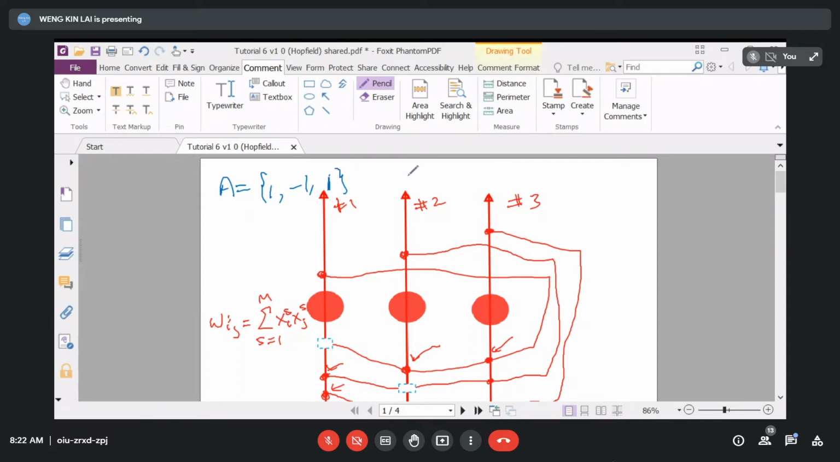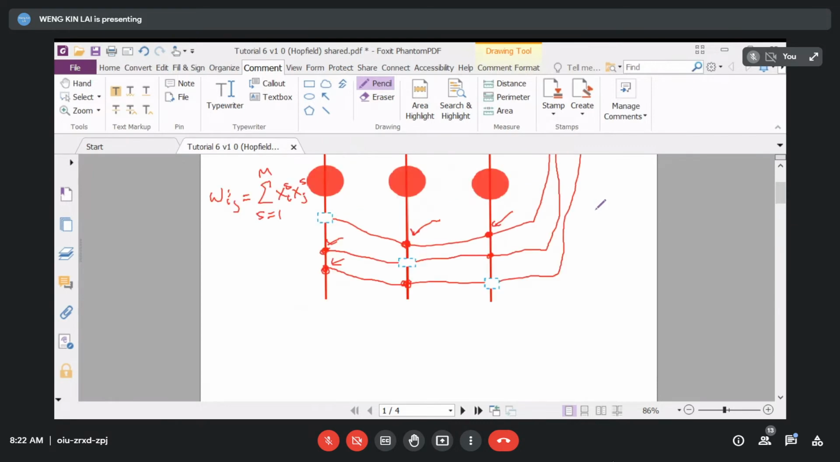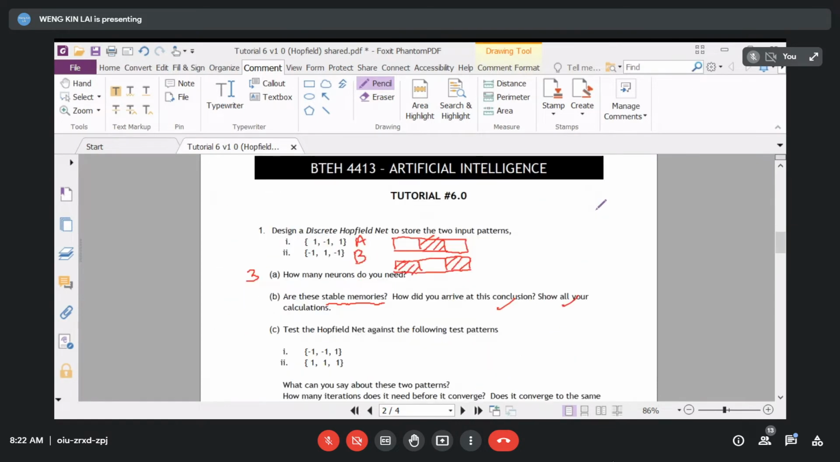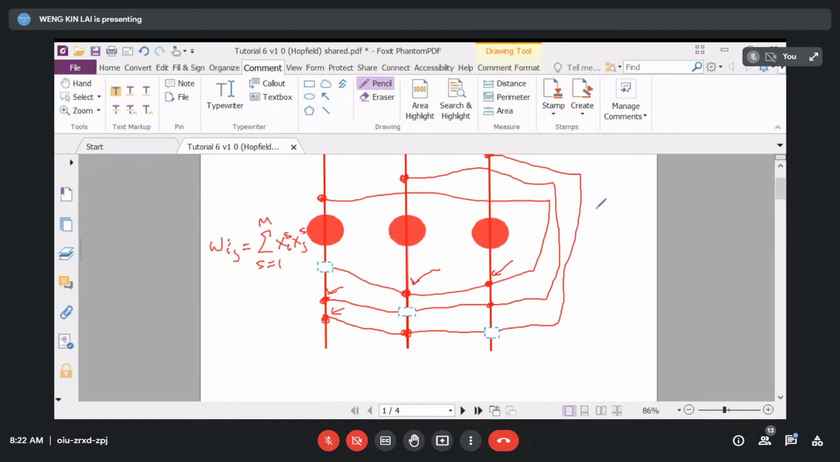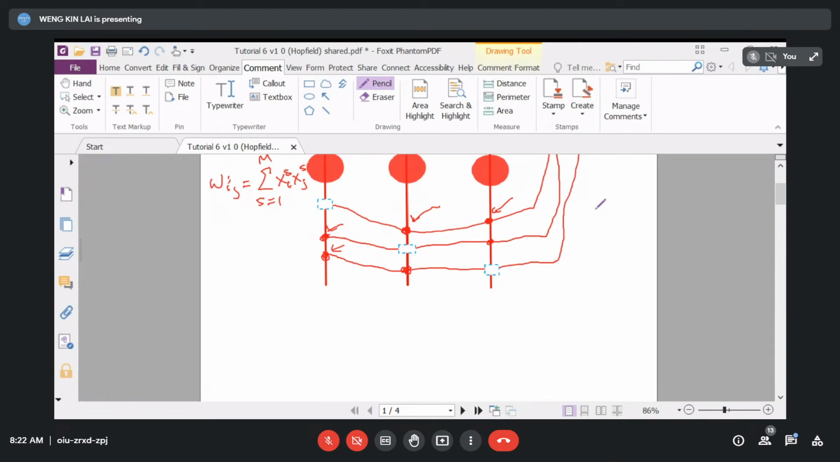Now B will be minus 1, 1 and minus 1. Right? So I have 3 neurons.